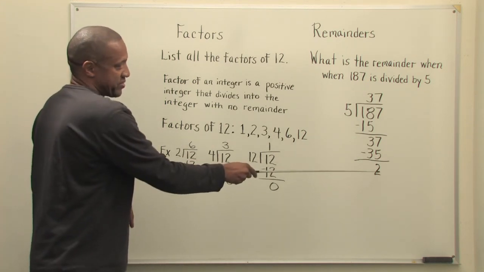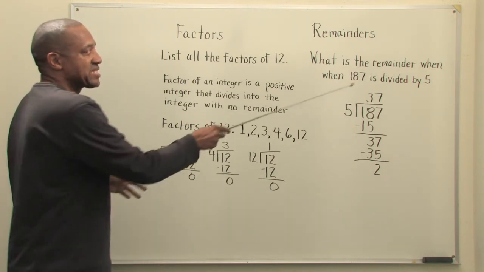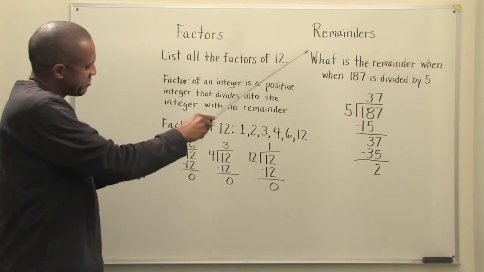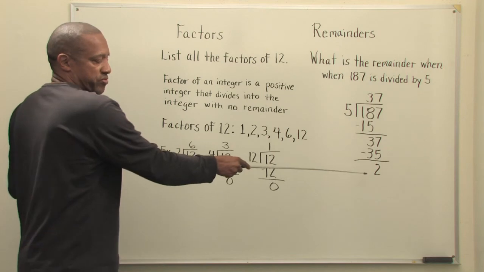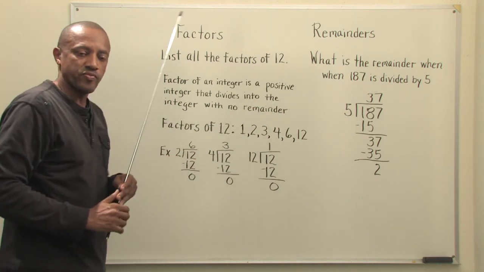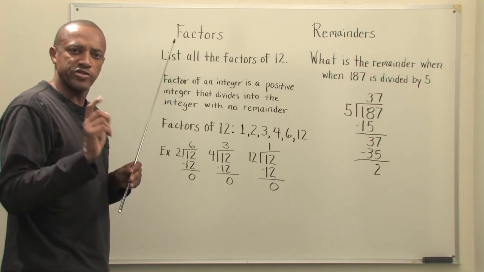That's the remainder, 2. When you do have a remainder, that means that this 5 is not a factor of 187. That's why these two concepts are tied in together. If the remainder was 0, then that number would have been a factor of the other number. Hope that's clear, and thanks for joining me, and I'll see you on the next video.